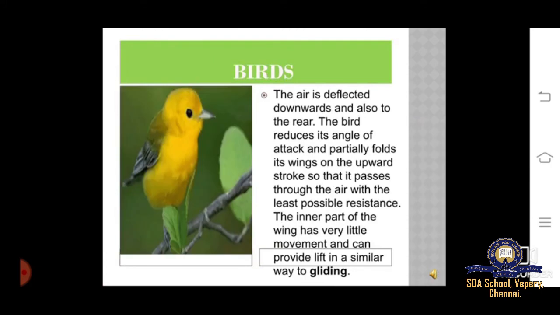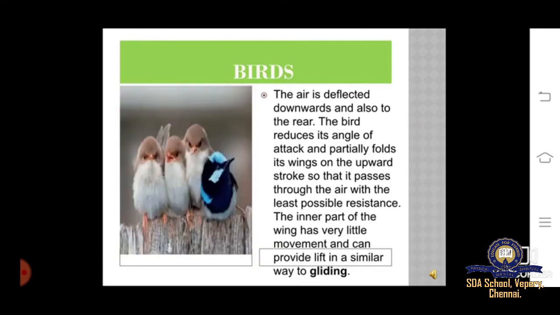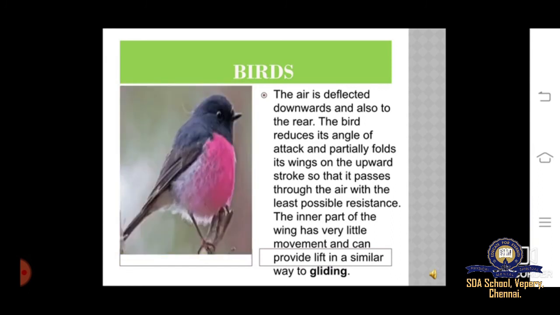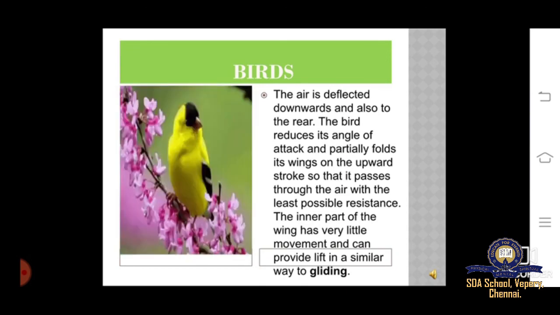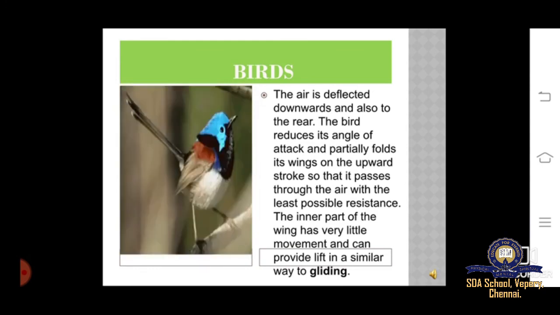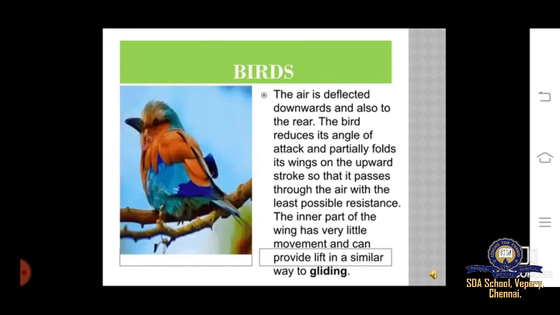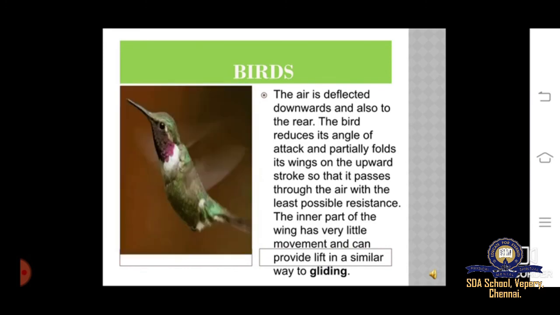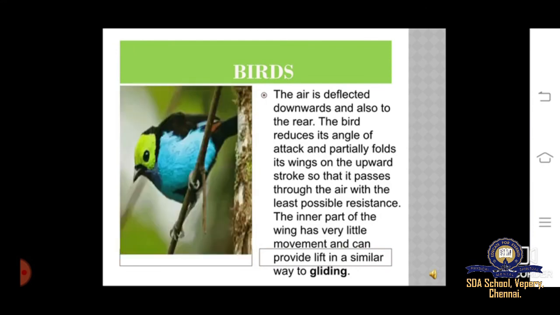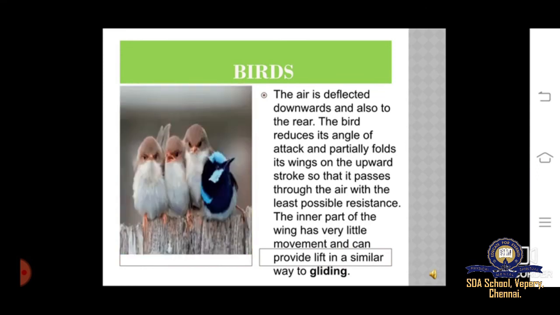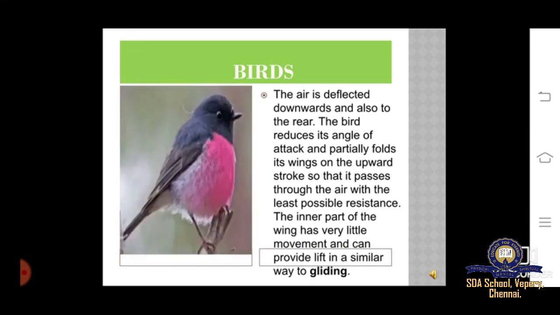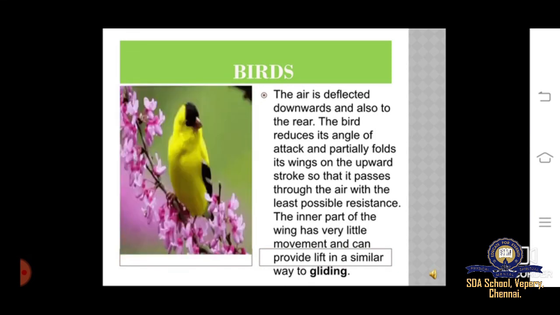Now we are going to see birds, because many beautiful birds are present in the world, from smaller ones to bigger ones. So how do these birds move? The air is deflected downward: with the help of its feathers, it moves the air upward and downward, and only then does it fly. It is lightweight in nature. The bird reduces its angle of attack and partially folds its wing on the upward stroke so that it passes through the air with the least possible resistance. Yes, because when a thing is to fly in the air, it should be lighter in weight, then it is easy to fly.